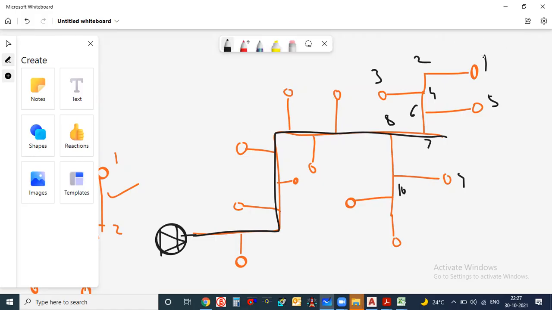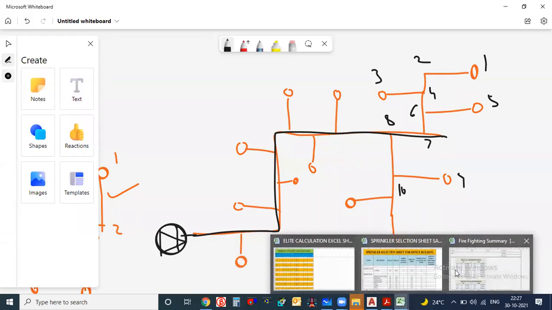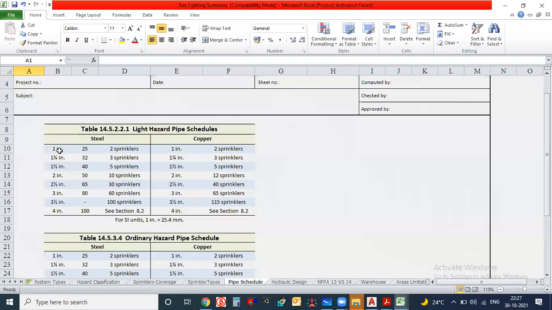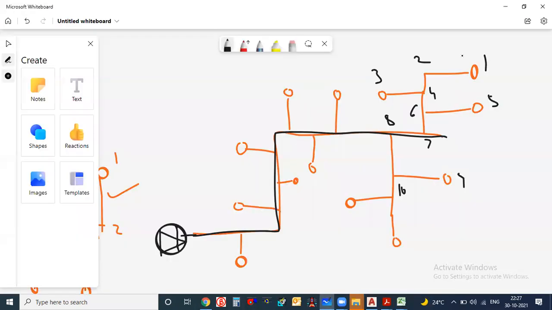Now what I will do, I will start from this point. Either I can start from this point or this point. Don't start from in between. So I want to check the pipe sizing now. How can I write down the pipe size? Just see here. As per this point, for 2 sprinklers, I can go with 1 inch. So here will be my 1 inch. Just let me delete these things. It is confusing actually.